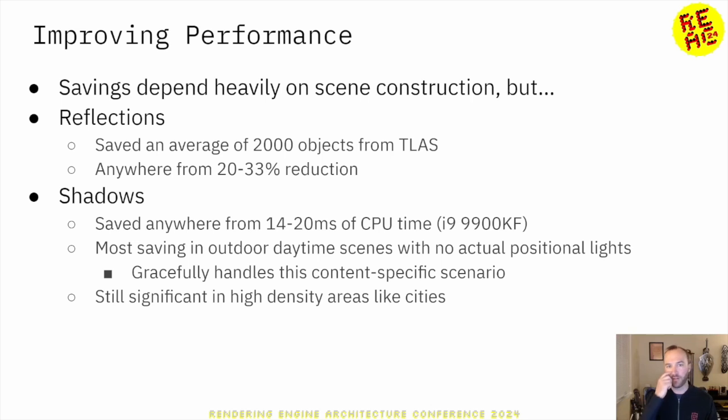But having made all these changes, we saw some very promising savings. They depended heavily upon the scene composition and complexity, but usually ranged from sizable to significant. For reflections, it was an average of 2,000 objects per scene culled from the top-level acceleration structure, which represented a 20 to 33% reduction in the number of objects previously added to the TLAS in those scenes. For punctual light source shadows, the savings were much more significant. In some cases, we saved 20 milliseconds.